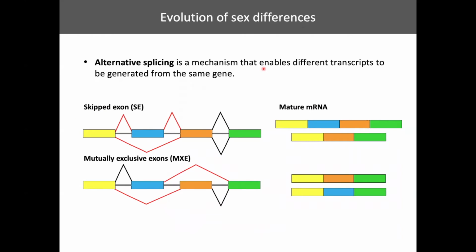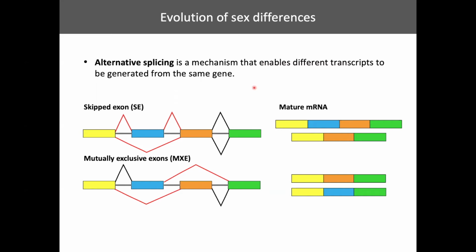In eukaryotes, introns are removed to produce mature mRNAs, and alternative splicing is a mechanism that enables different transcripts to be generated from the same gene. Sex-specific alternative splicing can ensure that certain exons, such as those with sex-specific beneficial functions, are retained in the gene product, and certain other exons, such as those that have sex-specific detrimental effects, are skipped and not included in the gene product. And therefore it might be an important mechanism for the evolution of sex differences.